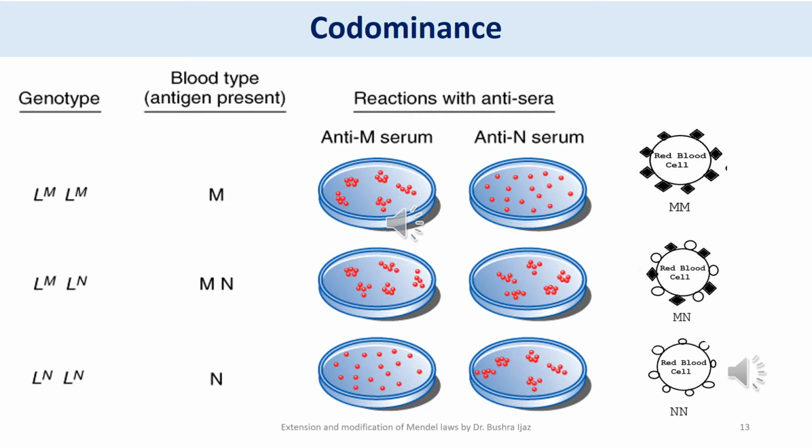An individual can either be M blood type or N blood type, and sometimes he can also be both of them. The MN system is under the control of a locus found on chromosome number 4, and it has two alleles, written here as L raised to capital M and L raised to capital N.